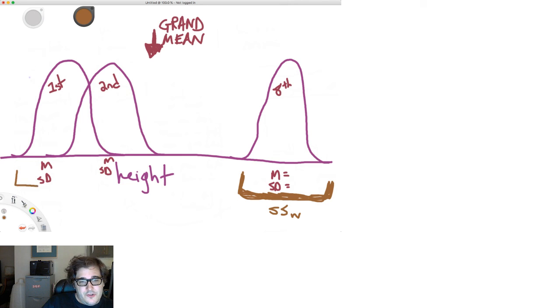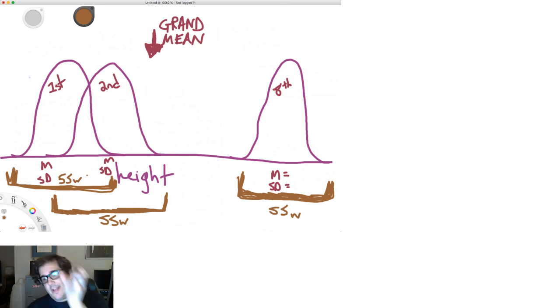Now, remember I said assume that all of these are the same shape and I'm just a crappy drawer? That's because there's only one sum of squares within, right? You only calculate it once. Because an assumption of ANOVA is that they have the same variance. It's called homoscedasticity. It's the assumption that your groups all have the same variance. So all three of these brackets that I'm making should all be the same size. And this is all sum of squares within. How much variance is there within the group distributions? So first grade, second grade, eighth grade.